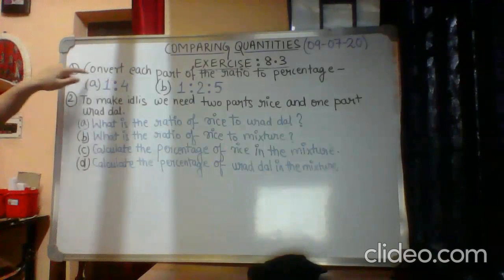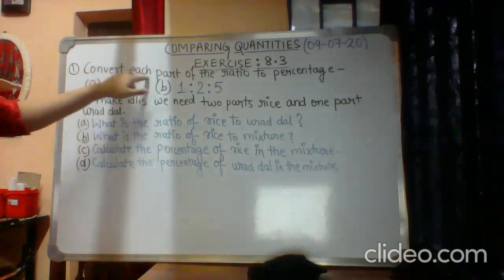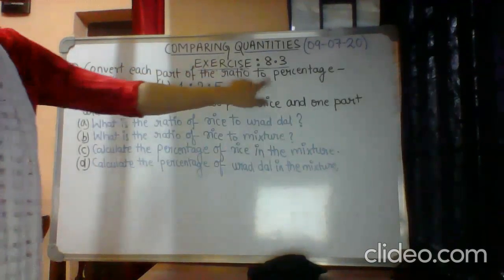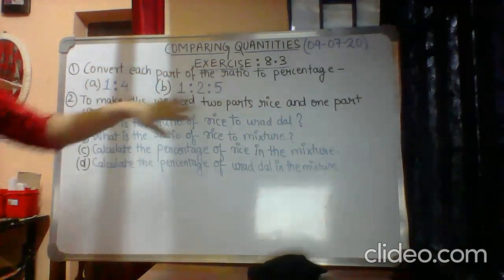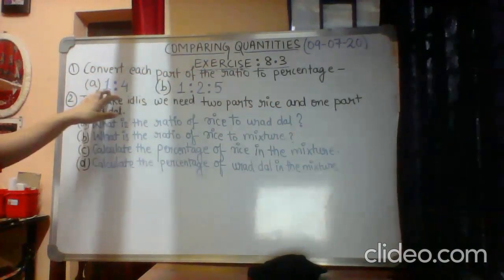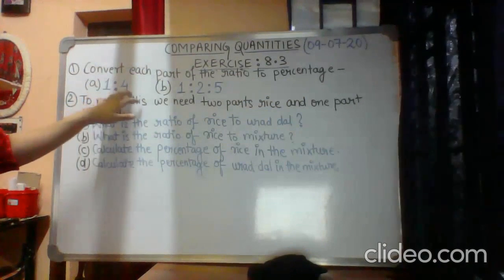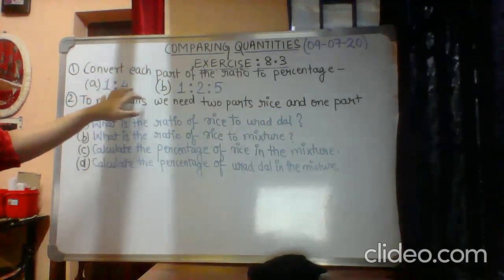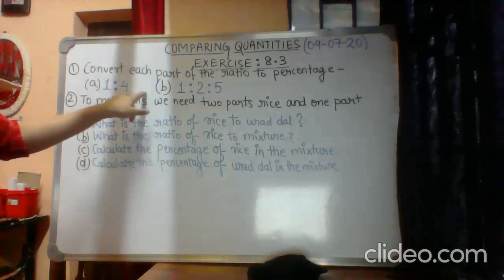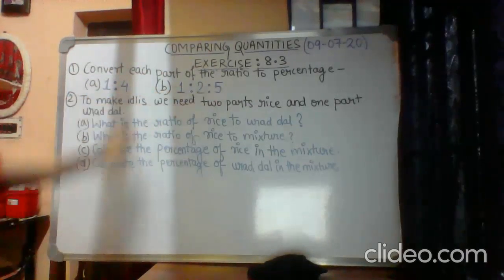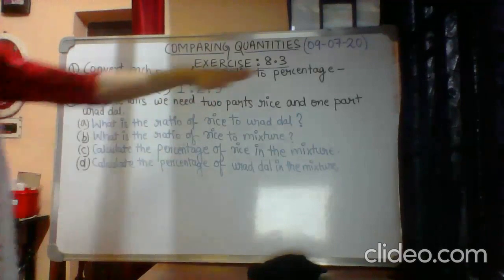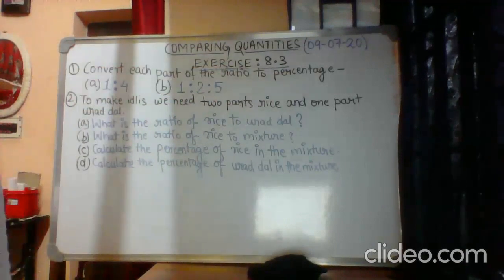First question, convert each part of the ratio to percentage. Each part of the ratio you have to convert into percentage. So first one, the given ratio is 1:4. Second one given is 1:2:5. Each part of the ratio you have to convert into percentage.